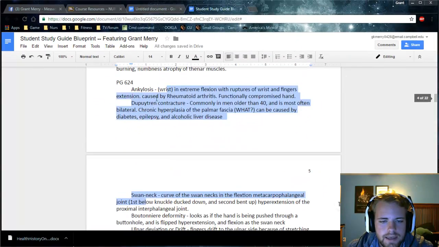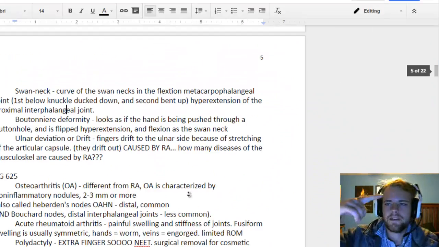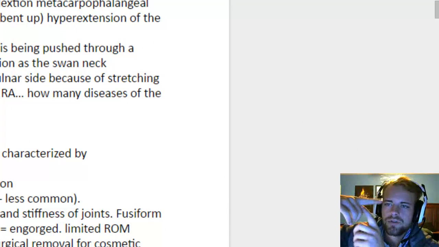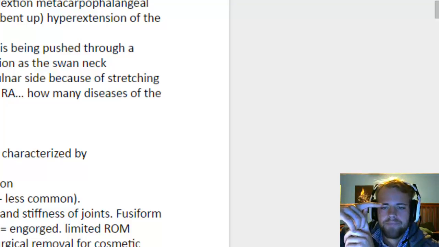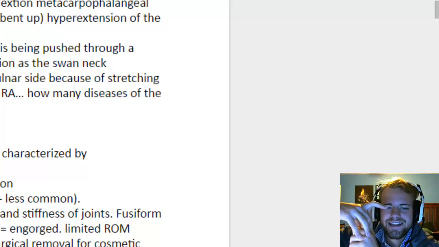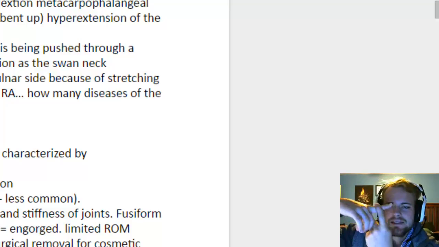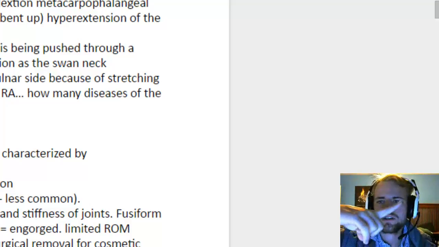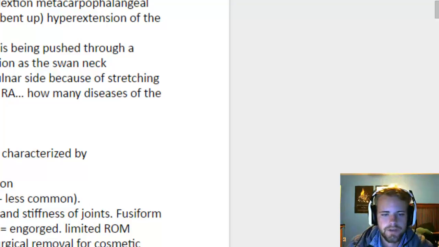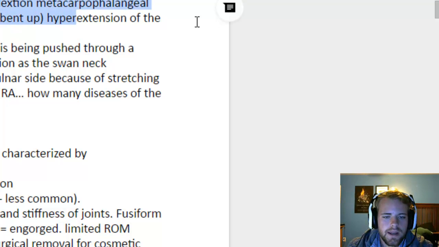Next, you have swan neck, which is an abnormality in the finger where the neck of a swan is resembled because of the flexion at the metacarpophalangeal joint, the first one is flexed, and the next one is hyperextended. So it's like a strict arc and then a curve, if you can imagine, and it looks like a duck's neck or a swan's neck.